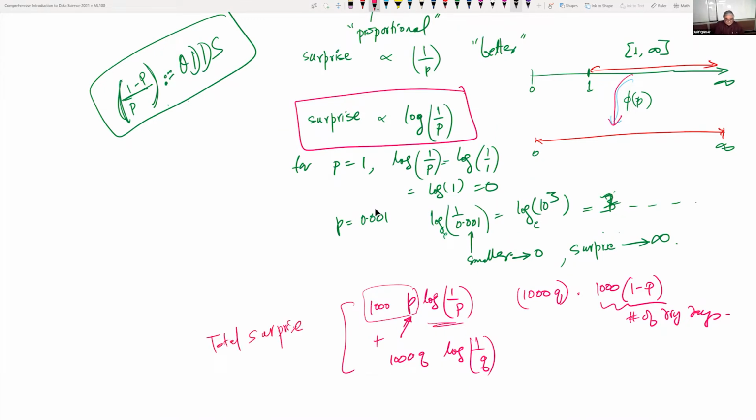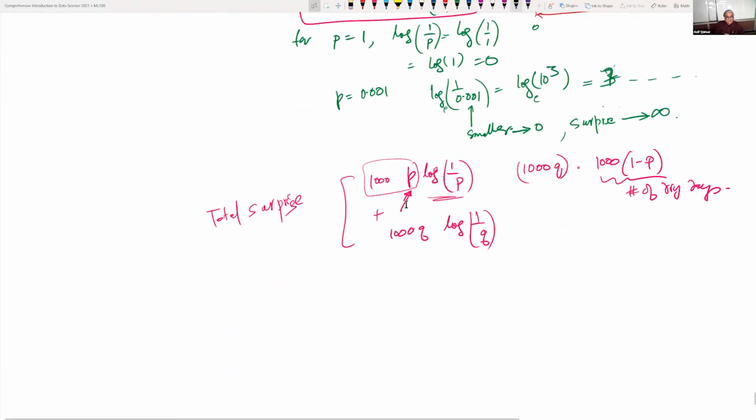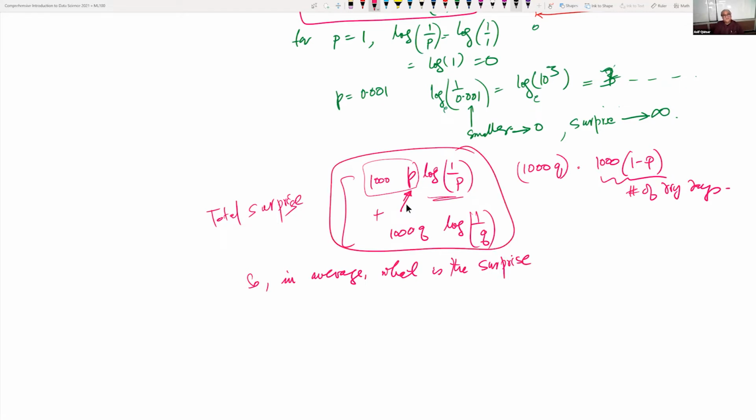Total surprise is this. And when you take the average surprise, you divide the total by 1,000, and that would cut out the thousands, and it will leave you P log 1 over P plus Q log 1 over Q, because these many times you'll see this. Are we together? It's the proportion of times that you will see this.